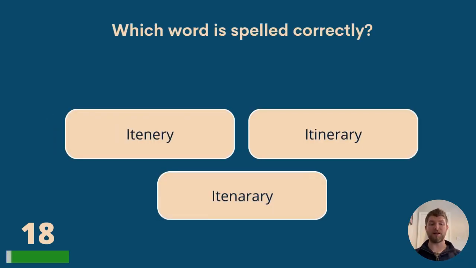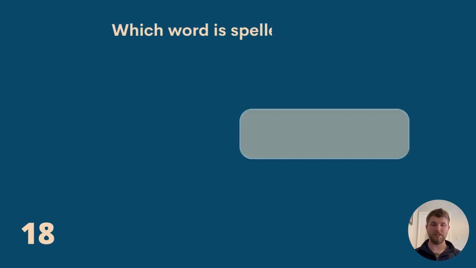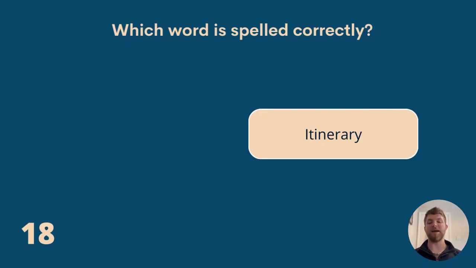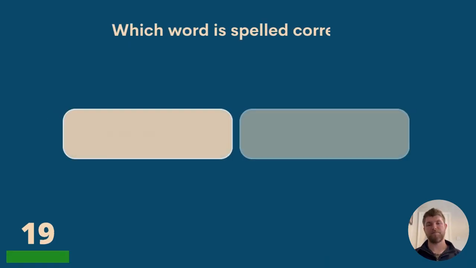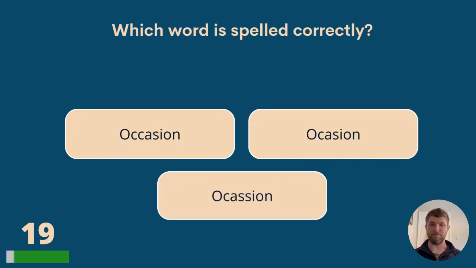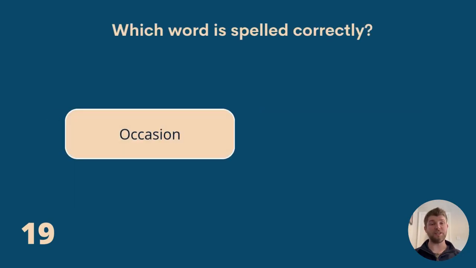18. Which word is spelled correctly of these? Itinerary. How do you spell itinerary? The answer is ITINERARY. What about the word occasion? How do you spell occasion? On every occasion, you should spell this word OCCASION.